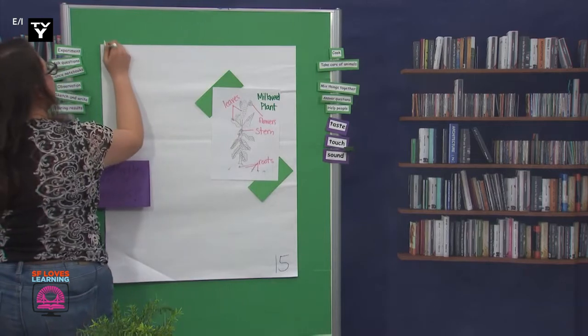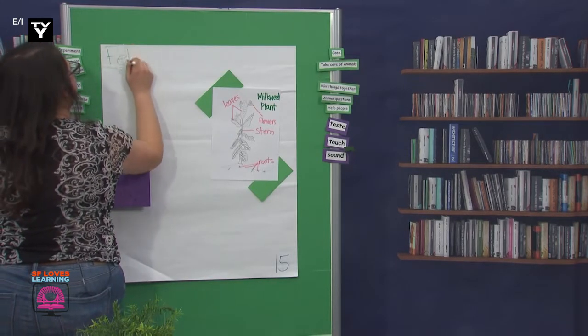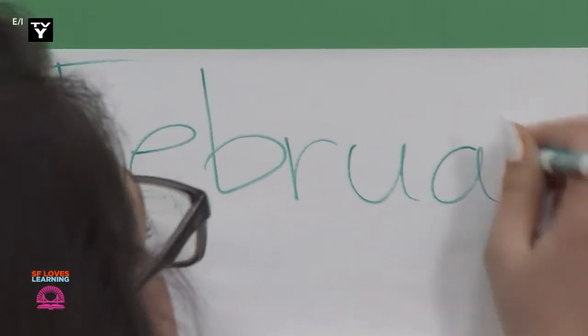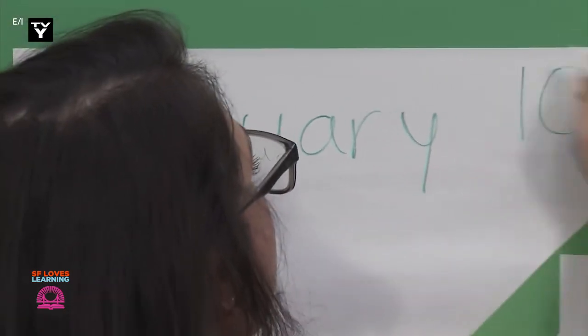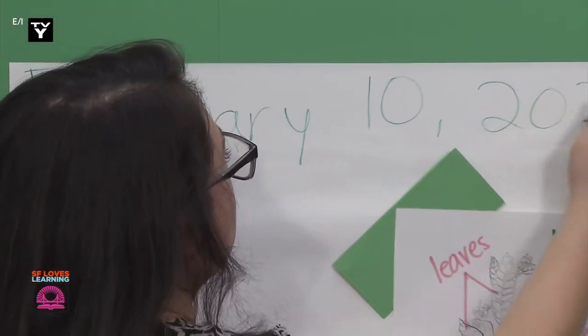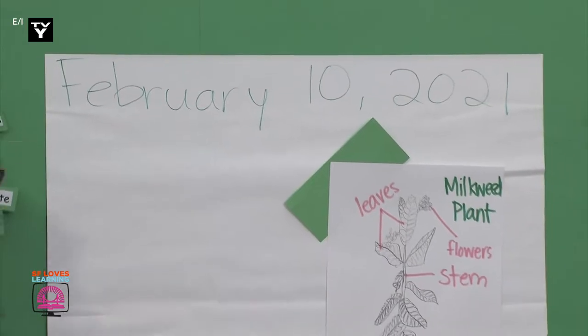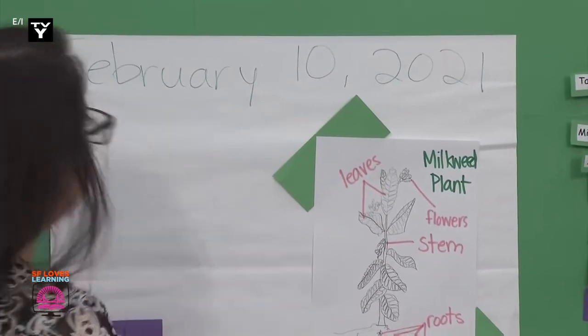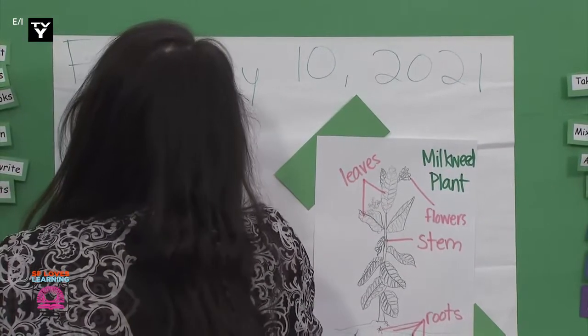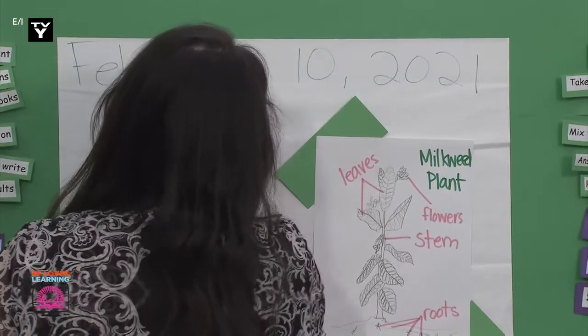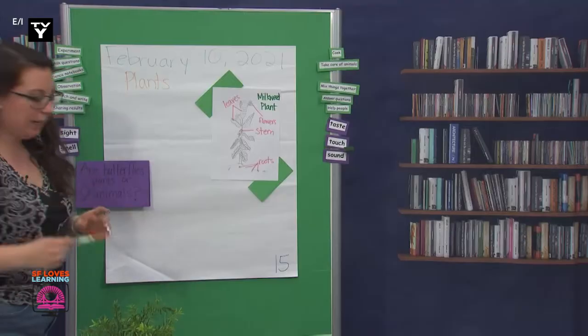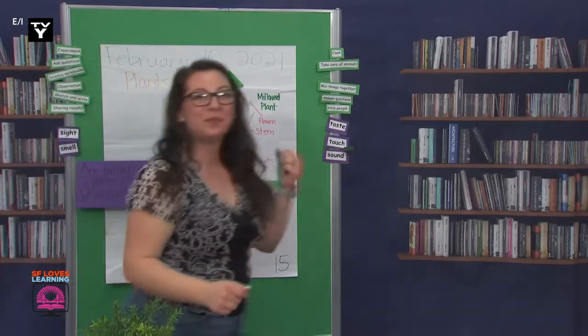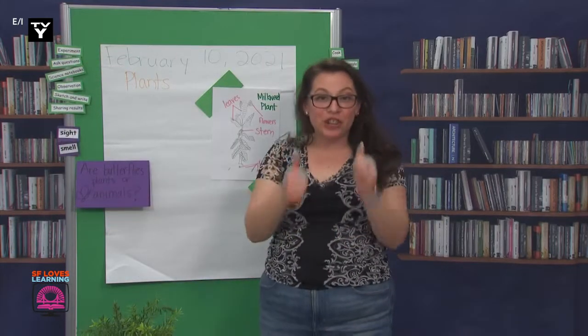So we'll write the date together. February 10th, 2021. And I'm writing Plants. And my page number, awesome. All right, muy buen trabajo, great job.